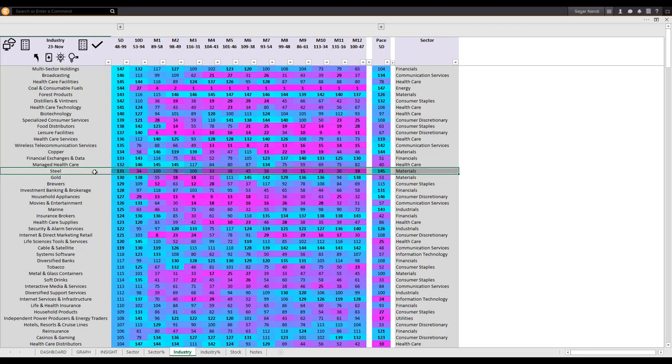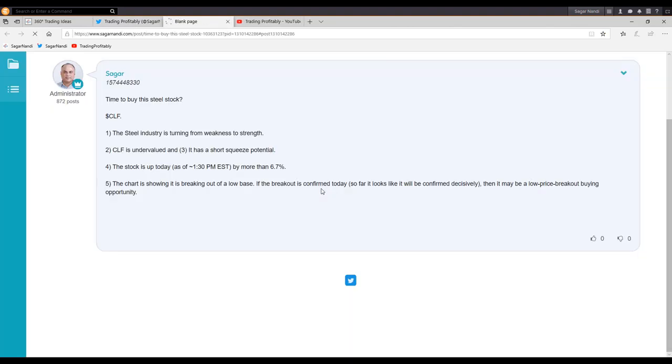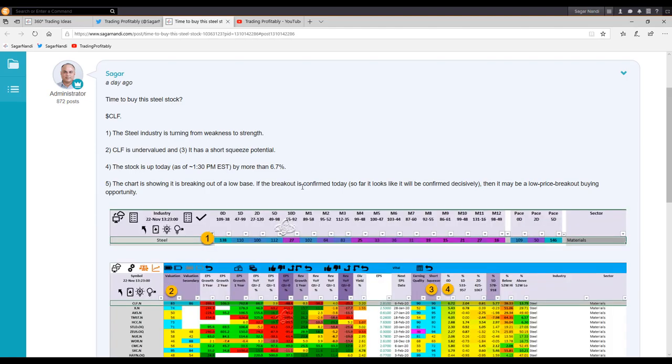And I shared a possible buying opportunity on Friday using live market data. I shared it also on my Twitter page, twitter.com/sagarnandi. This was the post, "Time to buy this steel stock." I shared it 22 hours ago on Friday during market hours. Let me look at the analysis.